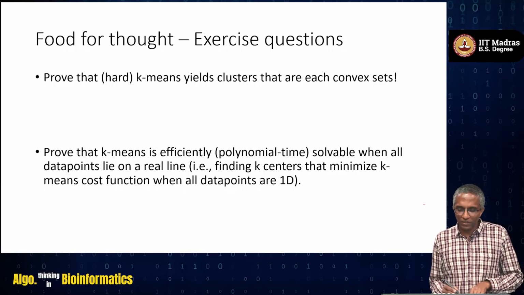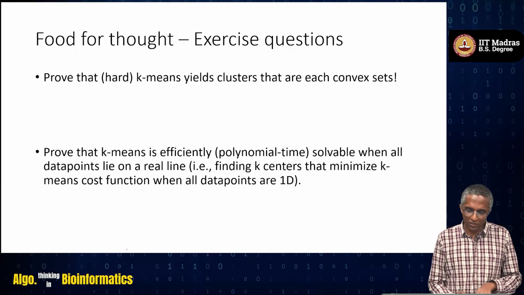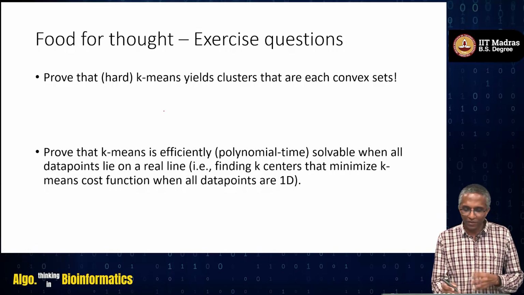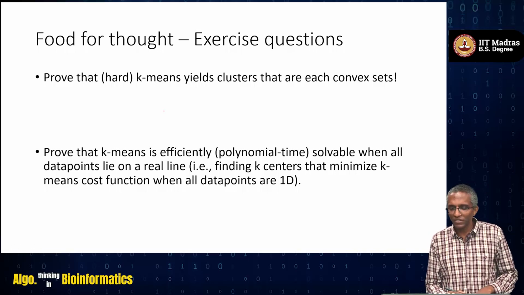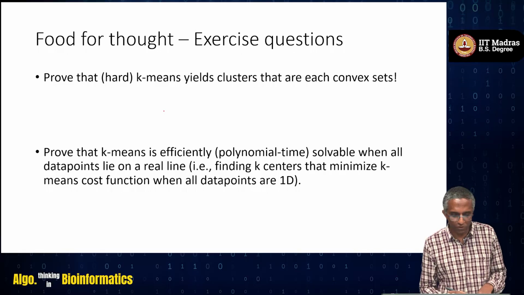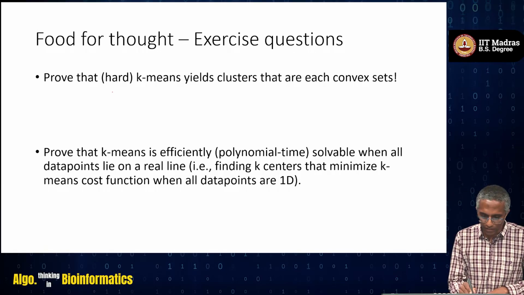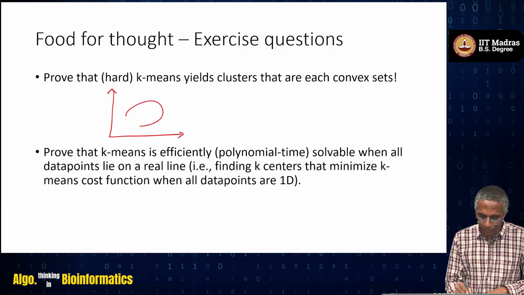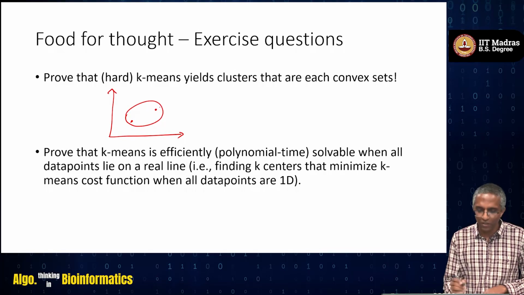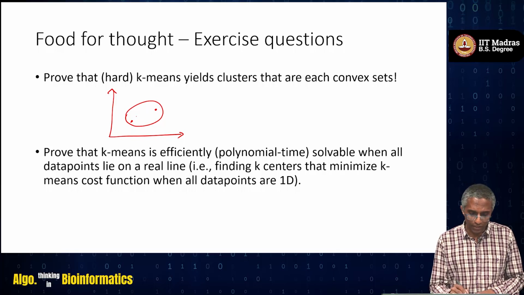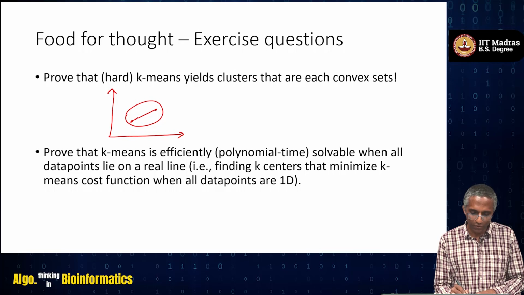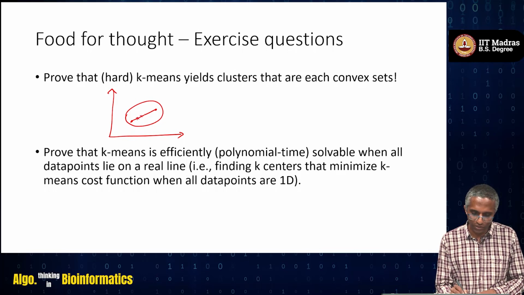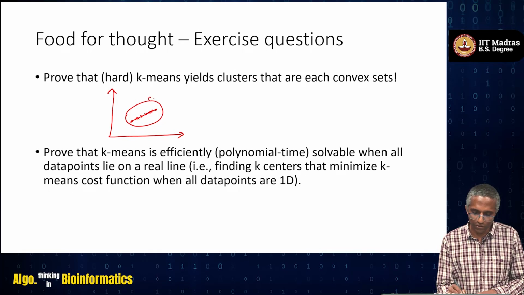And there are a couple other thoughts that you may already know from previous exposure to k-means. So, k-means yields clusters that are each convex sets. What are convex sets? Intuitively, a set of points is convex if you take any 2 points in that set and draw a line between them, all of the points in between will lie within this set. So, this is a convex set.